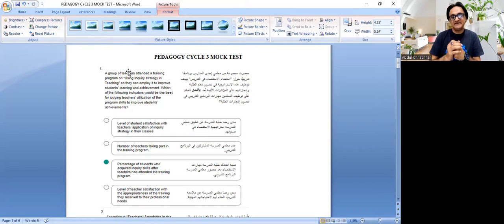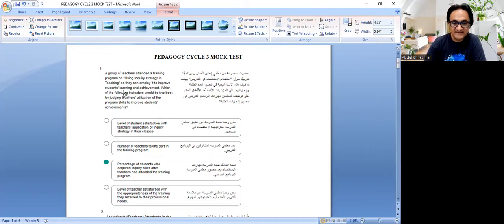Inquiry strategy means inquiry-based learning. Now, what is inquiry-based learning? It is a student-centered approach in which students are compelled to think out of the box, and they take responsibility for their learning. They ask questions and they investigate problems which are related to the real world. So this shows active engagement.